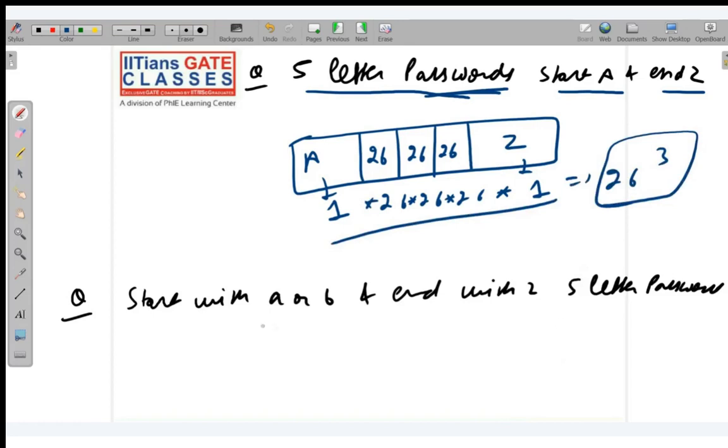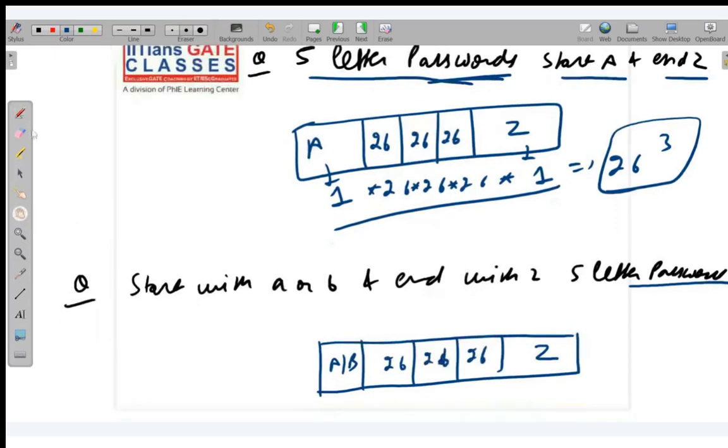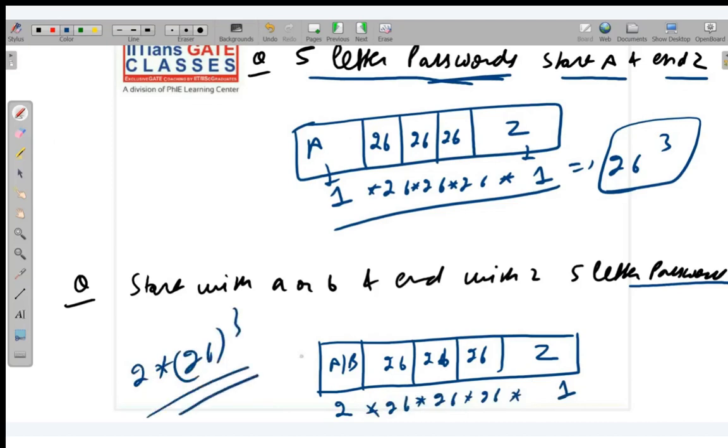Okay. Next, start with A or B and end with Z, 5-letter password. Start with A or B, end with Z. 5-letter password, so 26, 26, 26 in the middle. Password means unlimited repetition. So A or B, how many choices? 2 choices. Z only, 1 choice. So 2 into 26, 26, 26 into 1. So 2 into 26 power 3.